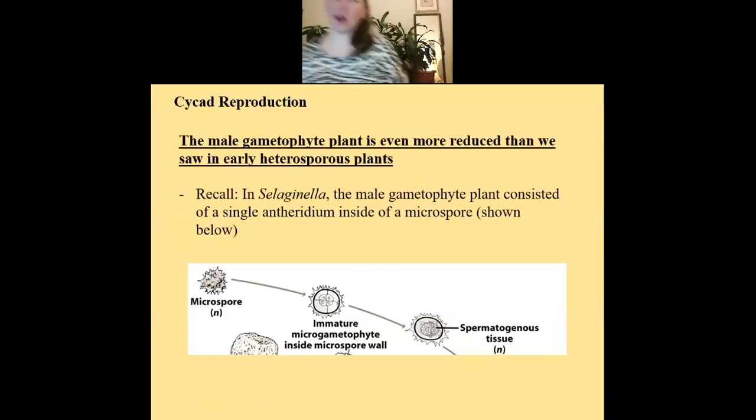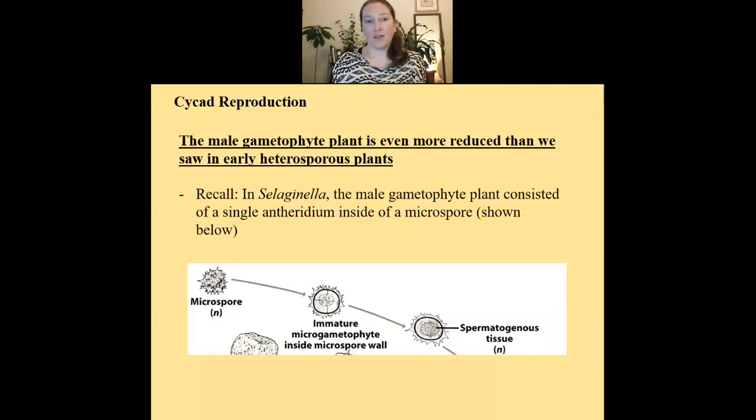And now we need to talk about cycad reproduction. So we know where the sex organs are. We know what the sex organs produce: the ovule produces an egg, and the microsporangium produces microspores, which basically produce sperm. But now there's a little bit of a difference. So this is a recall slide.